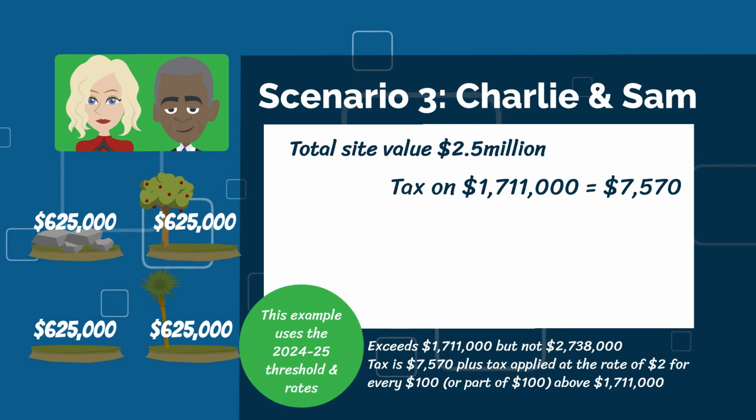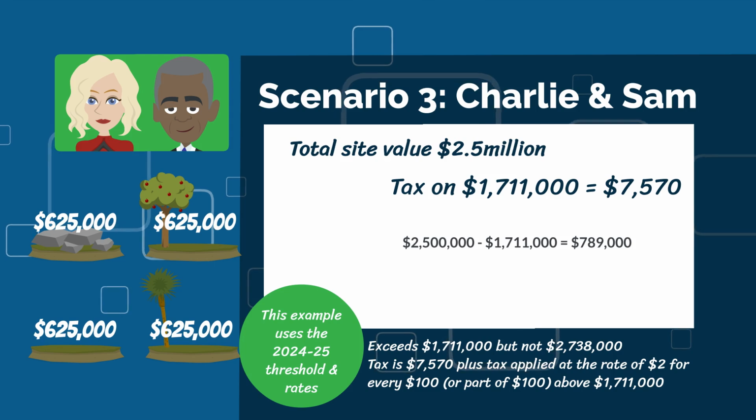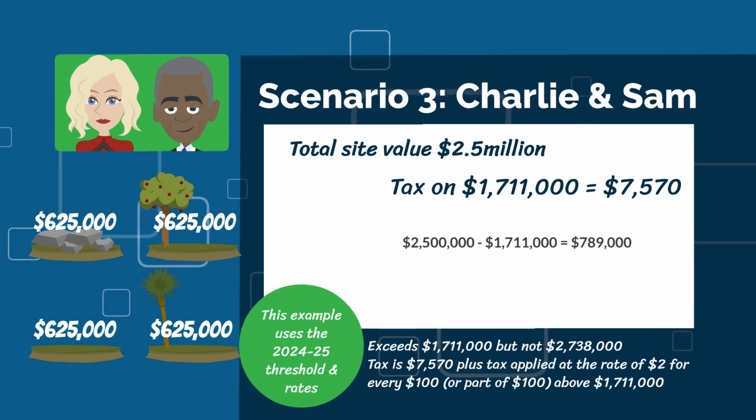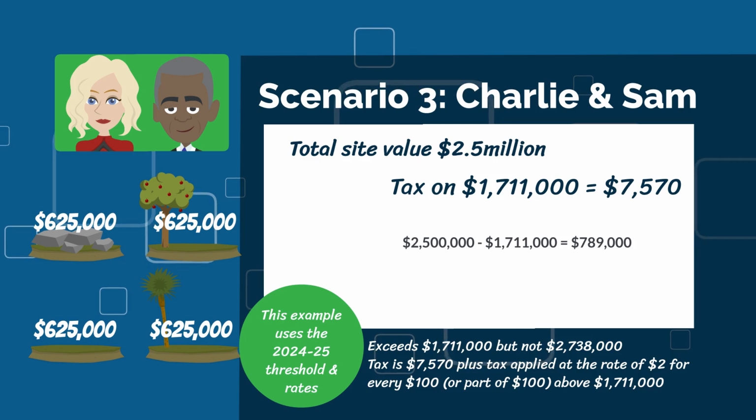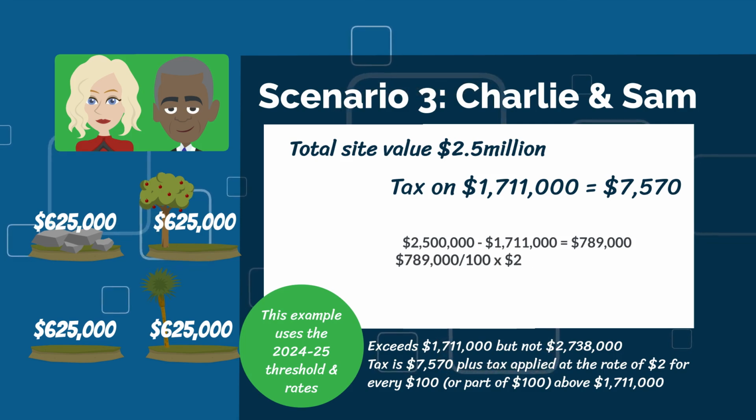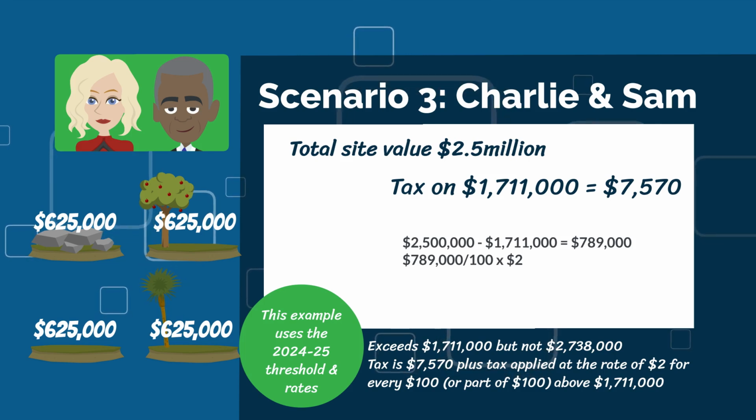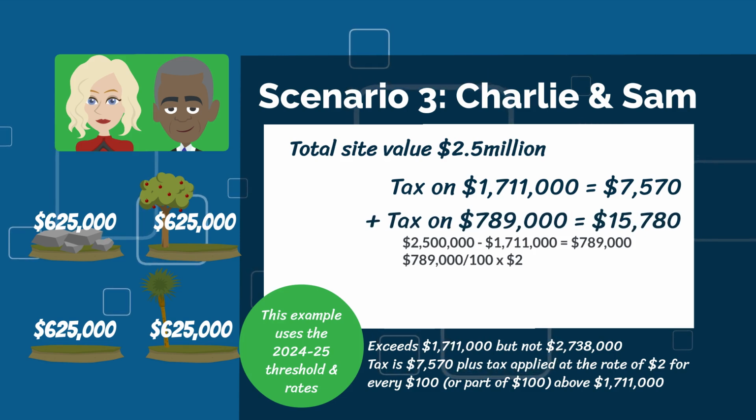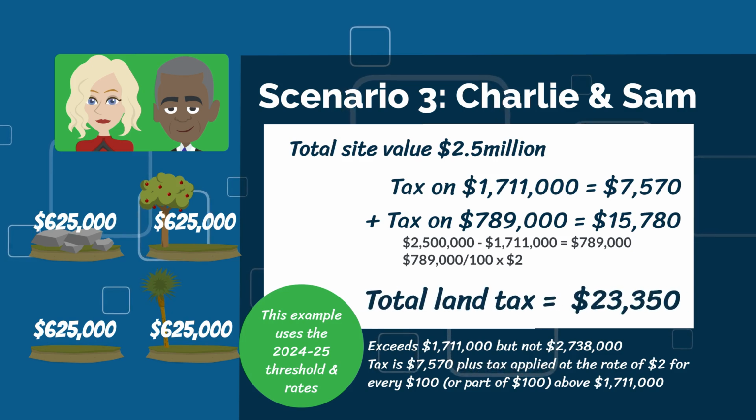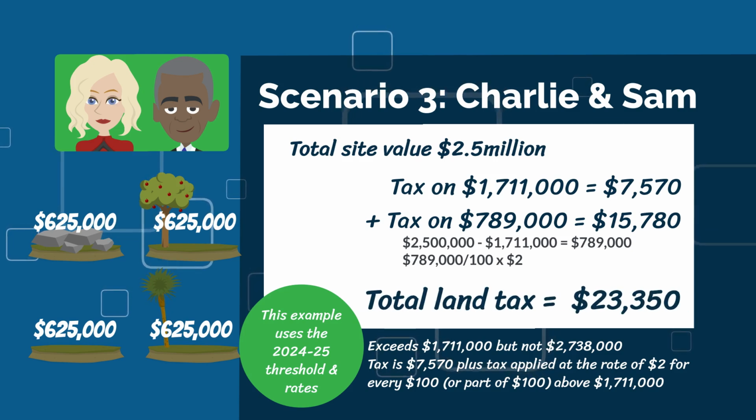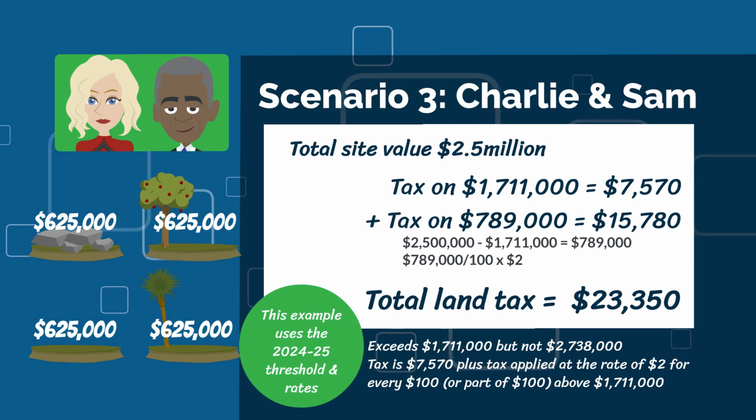$7,570. In addition to this, land tax will be calculated on the difference between $1,711,000 and $2.5 million, which is $789,000. Land tax on $789,000 is calculated at $2 per $100. Which equals $15,780. Land tax payable in this scenario is $23,350.